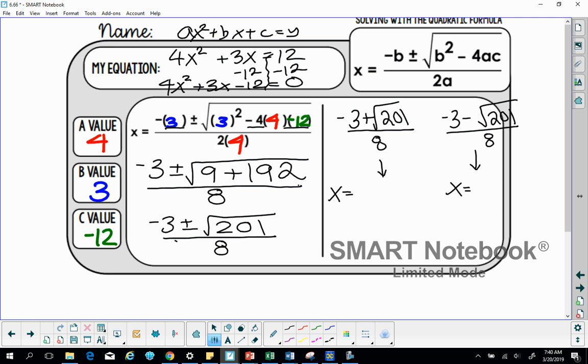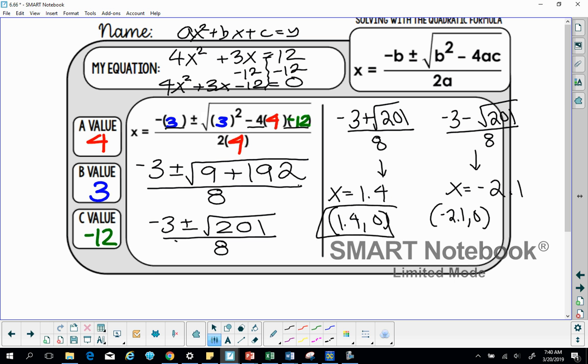So what did you guys end up getting here? 1.4. And what's the other one? So all you have to do is highlight it, click enter, and use the arrows to change that plus to a minus sign. Or you can just type it again. And so that means that these two are my roots, my solutions, my x-intercepts.